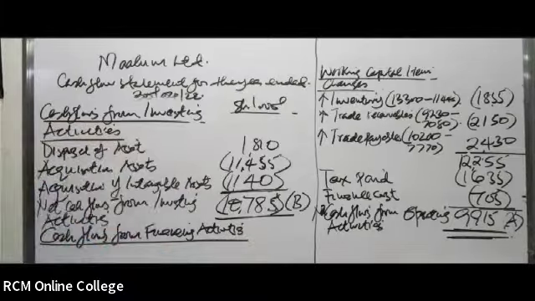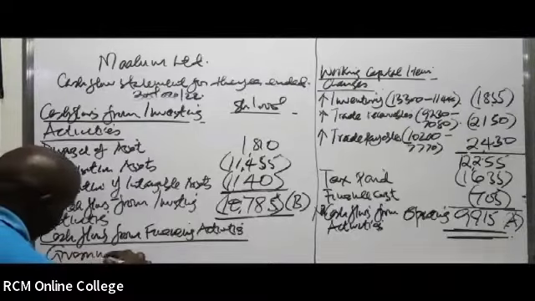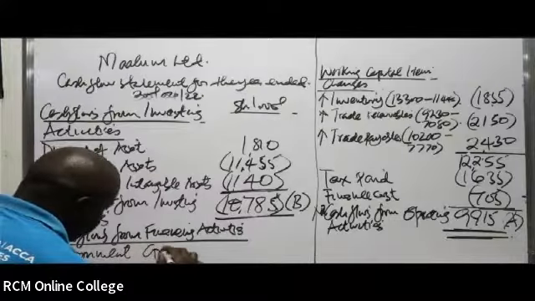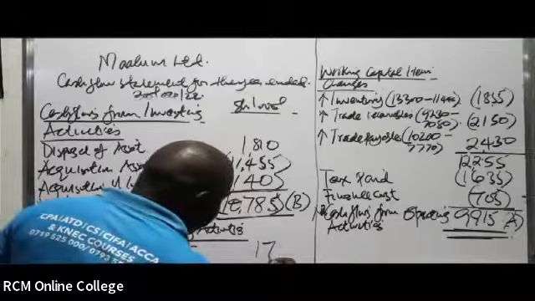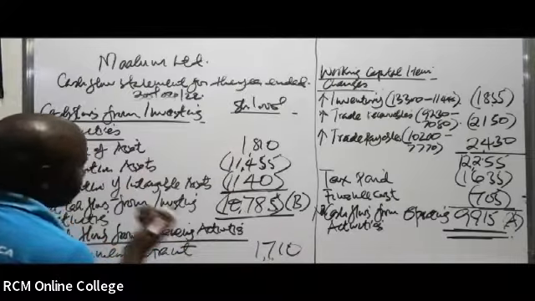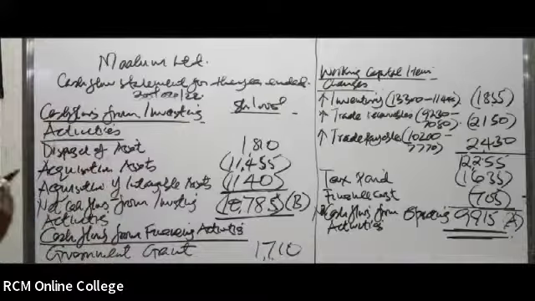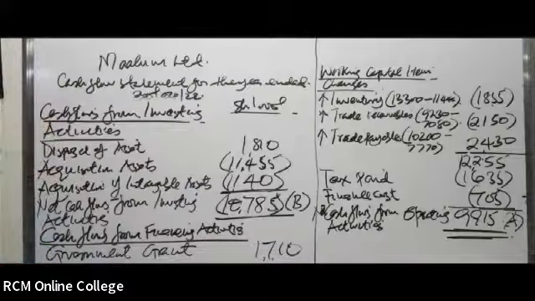On the cash flows from financing activities, we have the government grant. Now the government grant comes here as an inflow. That's why we are deducting there. So the government grant in this case is now 1710. This is the inflow you'll be able to recognize, because that 750 we have been able to use to calculate this one in the government grant account.